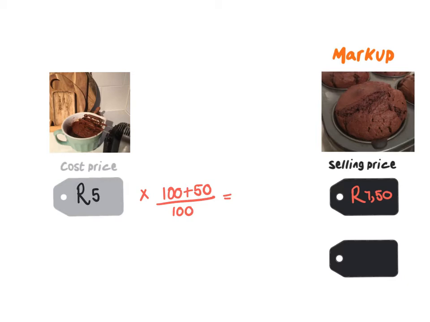If we want to do a 100% markup, I will add 100 on, so that it becomes 200 over 100, which means my price is just double, and now it will be R10. Sometimes, however, we do more than 1% increase, and this is the case for inflation.